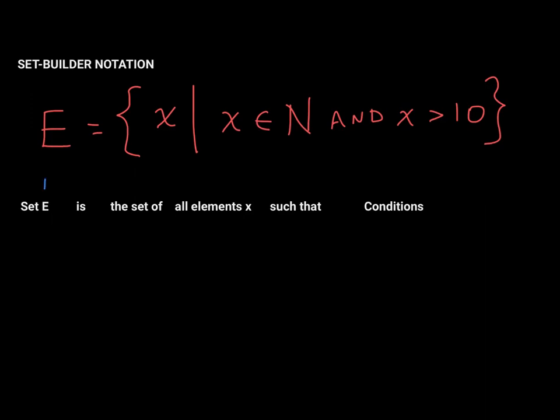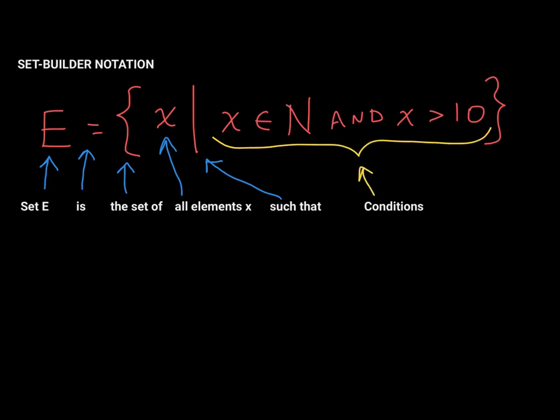So of course, this is the name of the set E. The equal sign is translated as is. The set of, that's how you read the brace. All elements X, and it doesn't have to be the letter X. You know that we can choose any symbol or letter to represent our variable. And then this vertical bar here means such that. Now, all of this here, let me change colors here, all of this here would be the conditions.